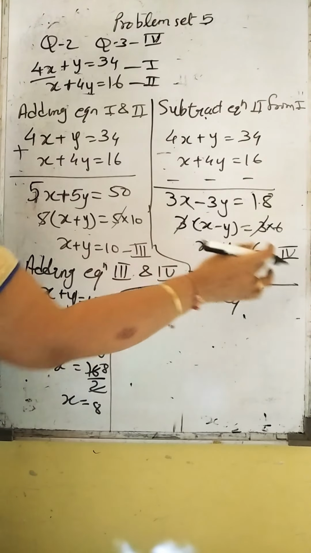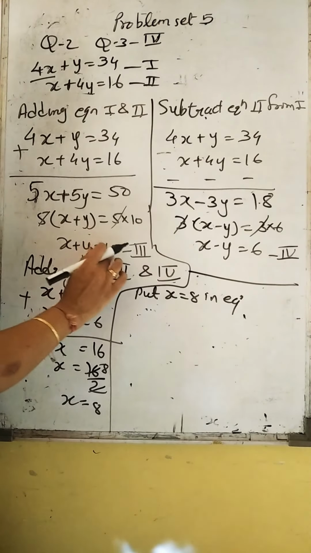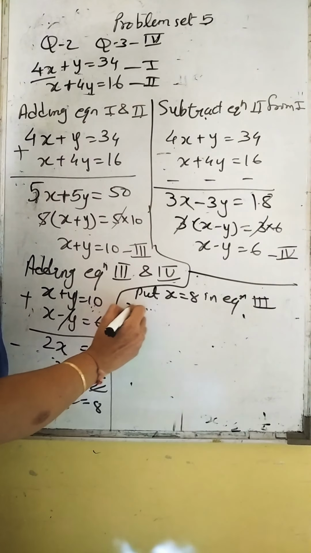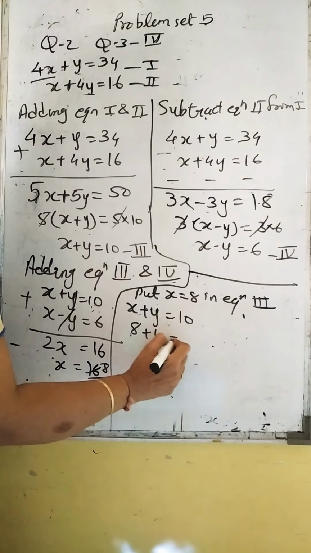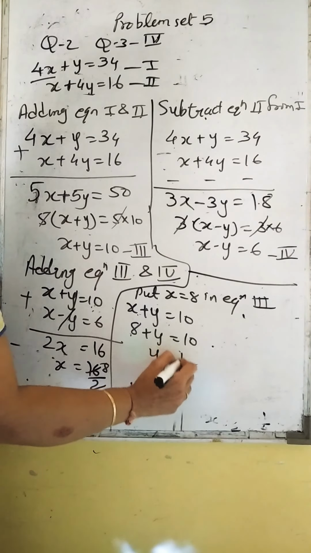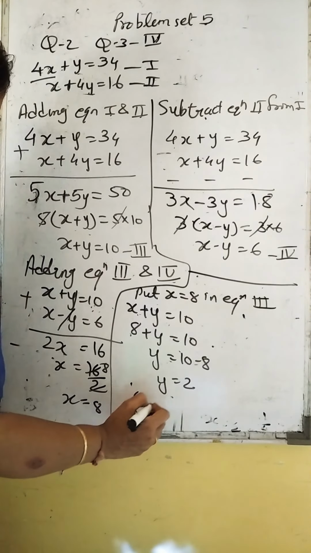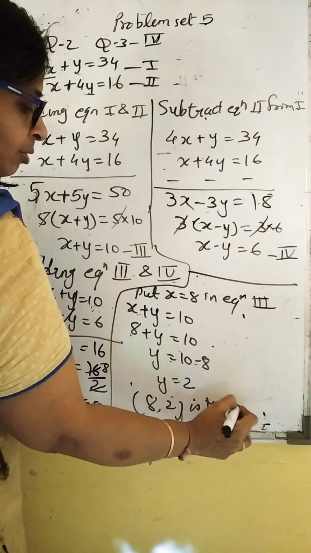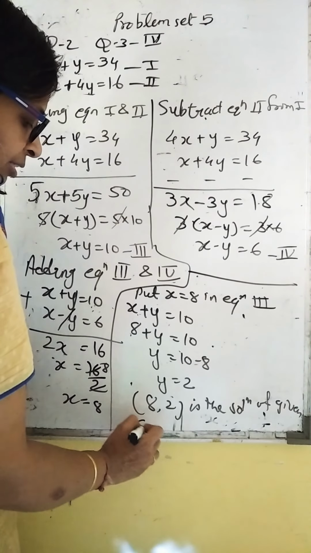Now we can take the smaller equation, 3 or 4. You can put it in 1 and 2 also, no problem, but this is smaller, so I will use either this or this. So equation 3 let me take. So x plus y equal to 10. So 8 plus y equal to 10. So y is equal to 10 minus 8. So y is equal to 2. So 8 and 2 is the solution of the given simultaneous equations.